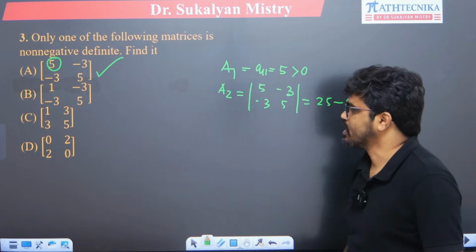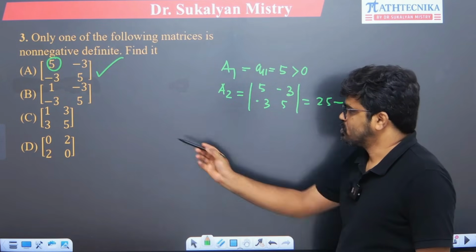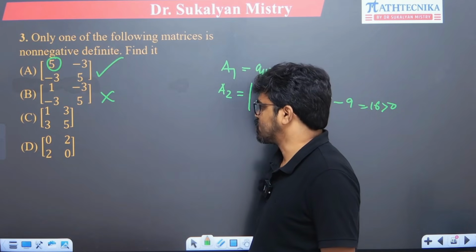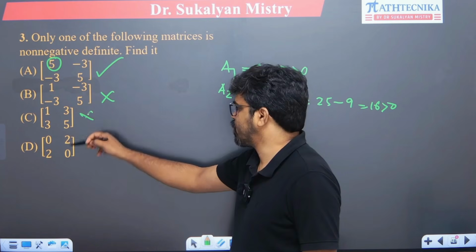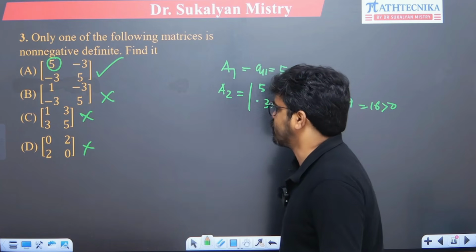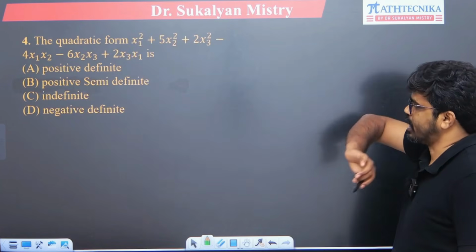Okay, clear? So this cannot be positive definite. This is not positive definite. Okay, so option A is the correct answer.